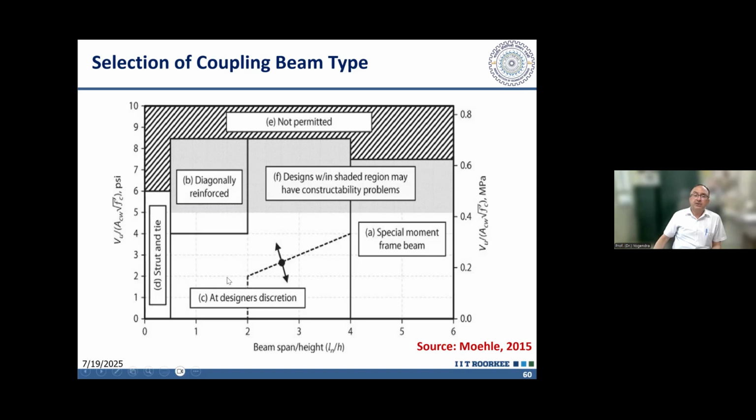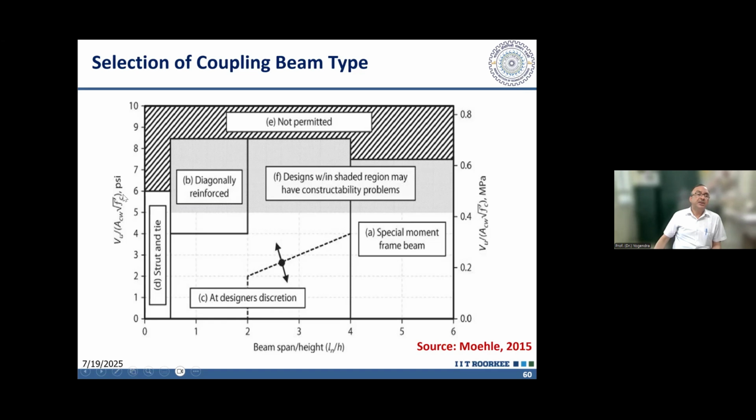So whatever detailing we do near the joint, the same type of detailing can be done here. On the other hand, if the span to depth ratio is less than 2, then we require diagonal reinforcement, and the shear stress is also higher.